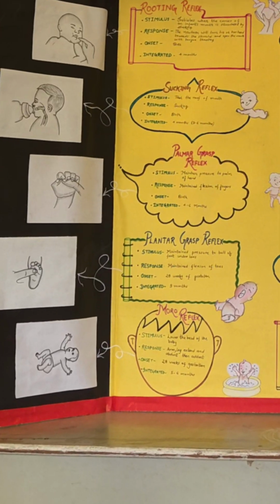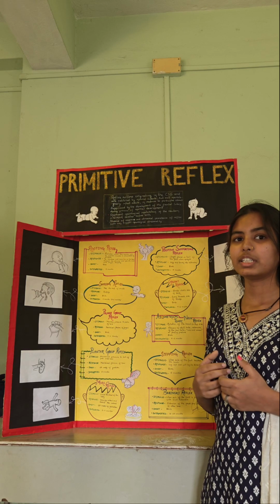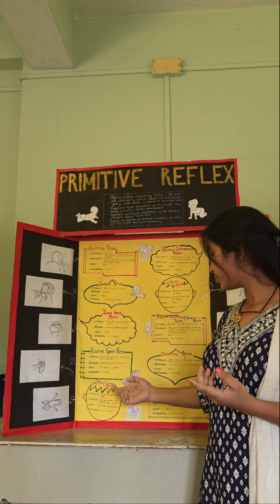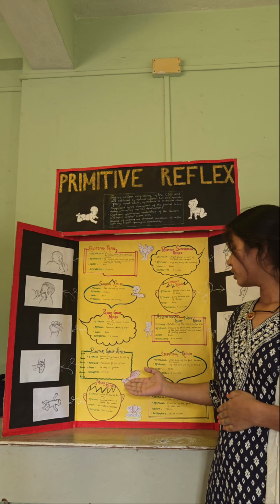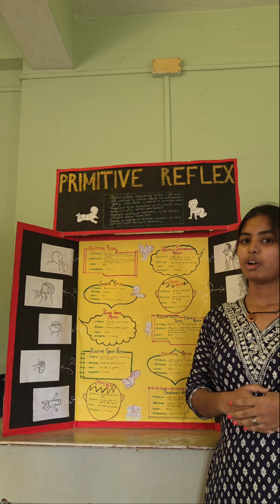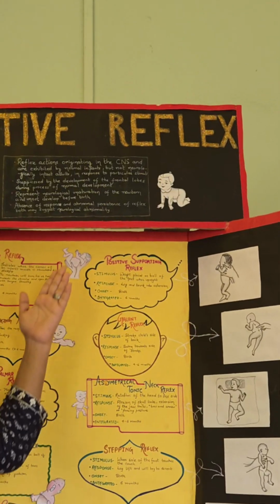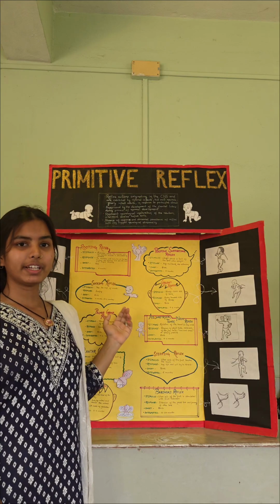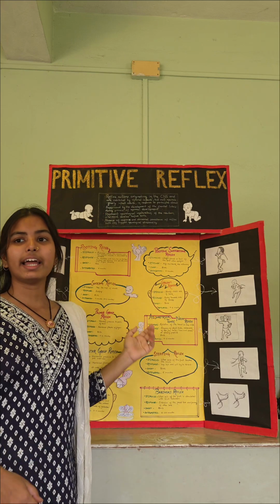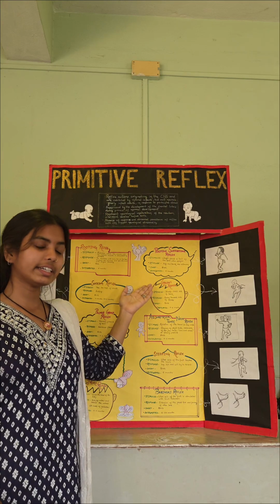The next one is the Moro reflex. When the head of the baby is lowered suddenly or the baby hears a loud sound, the arms and legs will extend and abduct and then adduct. This reflex appears around 28 weeks of gestation and is integrated around 5 to 6 months. Our next reflex is the positive supporting reflex. In this reflex, when weight is placed on the ball of the feet of the baby when it is upright, then the leg and trunk will go into extension. This reflex appears at birth and is integrated around 6 months.